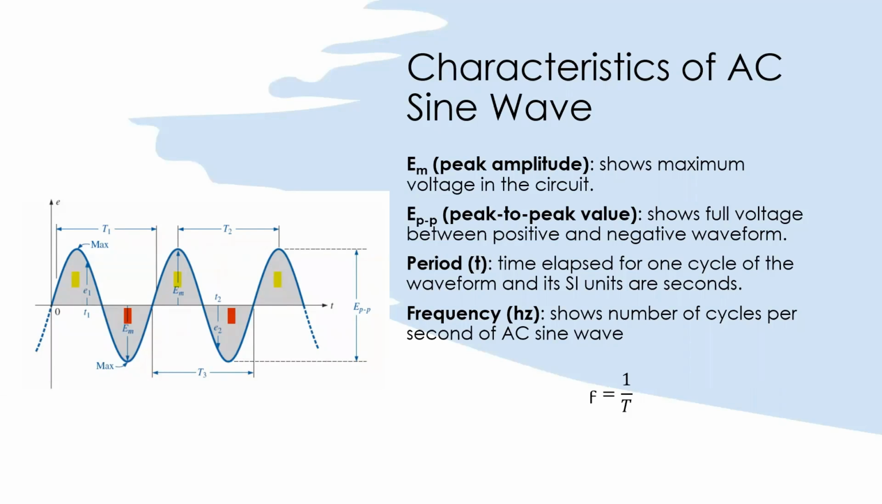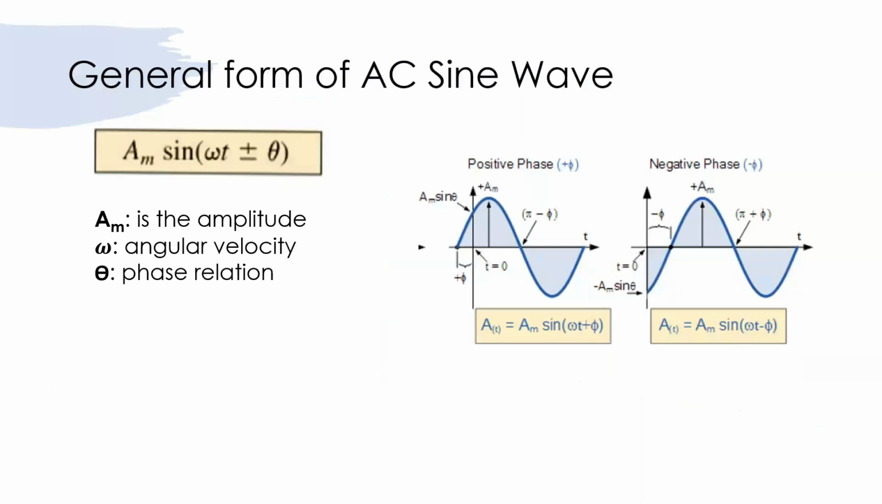Thirdly, the period, represented by the symbol T, is the time elapsed for one cycle of the waveform, and its SI units is seconds. Lastly, frequency. This is the inverse of the period value and shows the amount of waveform cycles per second. Therefore, it is given by the formula frequency equals 1 over the period and is represented by the SI units Hertz.